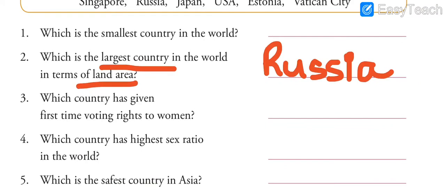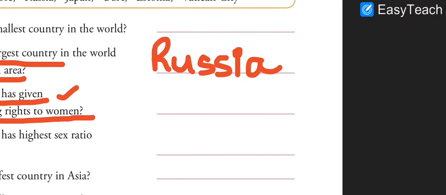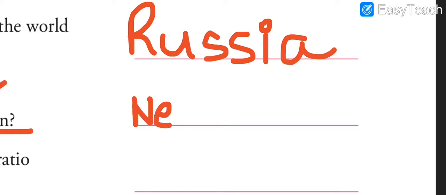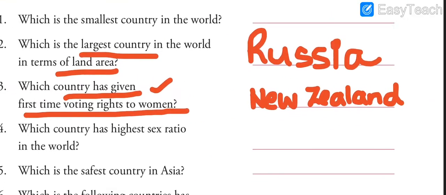Next we have, which country gave first-time voting rights to women? Means earlier in this country women were not given the right. Basically, if I talk about the past and the previous years, women were not allowed to vote. So this was the first country which gave voting rights to women. So this country is New Zealand. New Zealand is the first country which gave voting rights to women. New Zealand will be the answer.